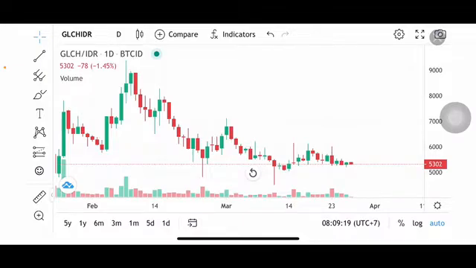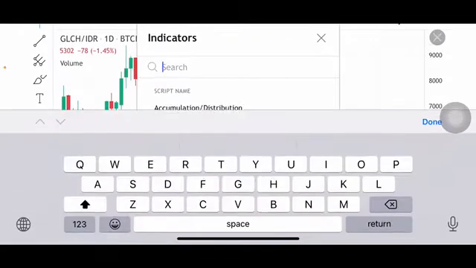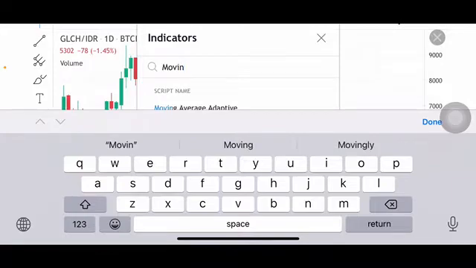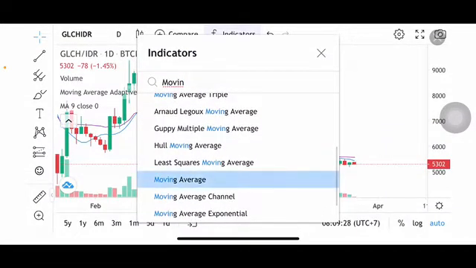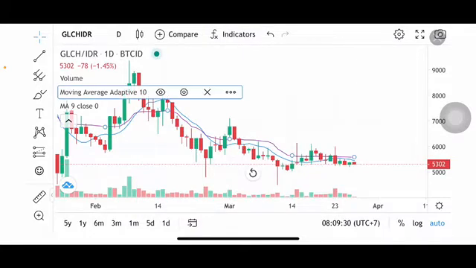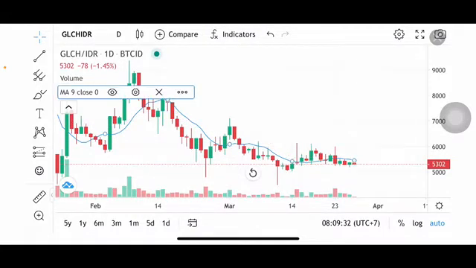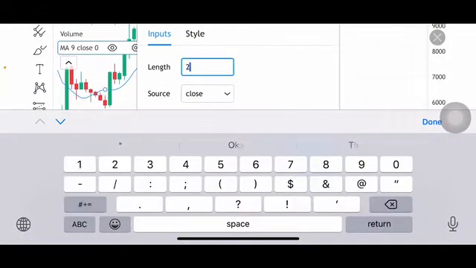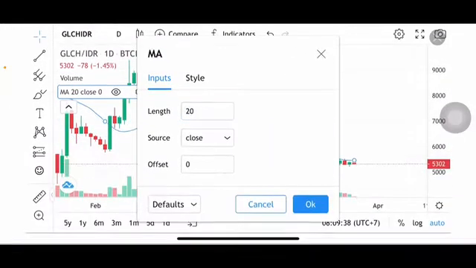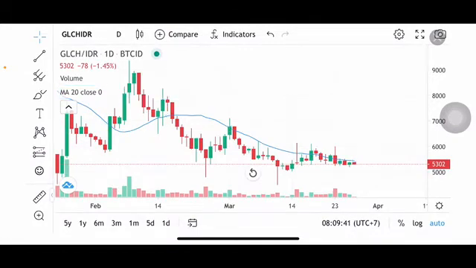We're gonna go to the indicator. We're gonna use a moving average here. Moving average. Okay, moving average here. We're gonna close this first. Okay, we're gonna change it, the moving average, to the 20. Basically I'm using a 20, 50, 100 and 200, and basically it's already below the moving average 20.